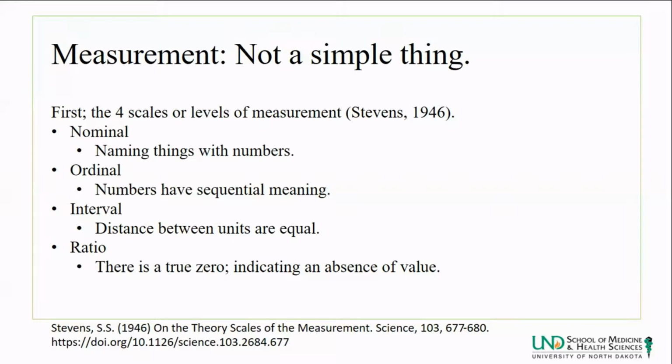Ordinal goes a little bit beyond that. You're not just naming things with numbers, you're also indicating that the numbers themselves have sequential meaning. And then interval goes a step further, has those characteristics, but it says the distance between each number is equal. And if you go a step further, more advanced, you have the ratio scale of measurement, where you have all these other characteristics, but you also have a true zero. And zero means there's an absence of value.